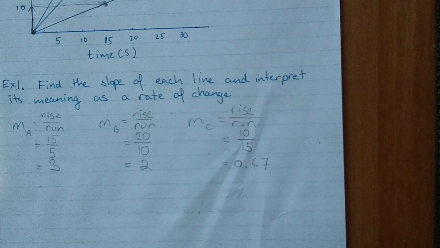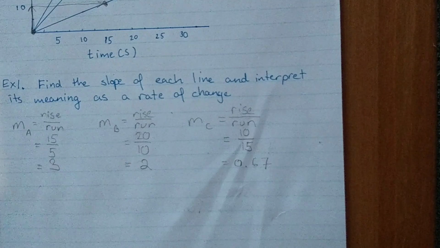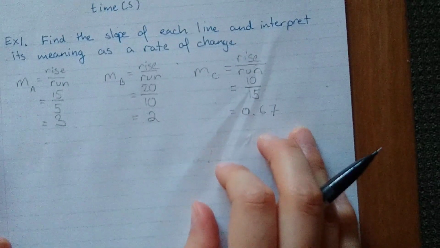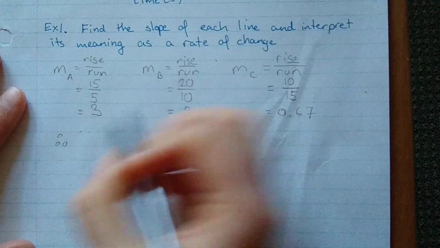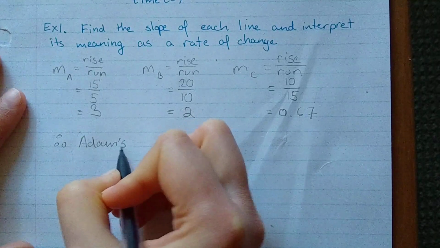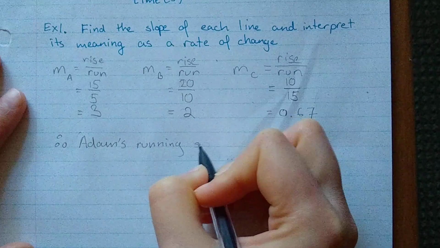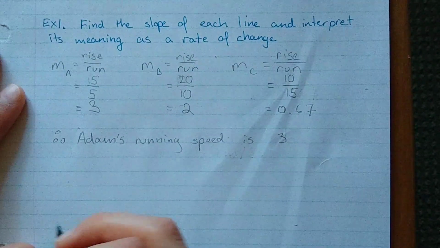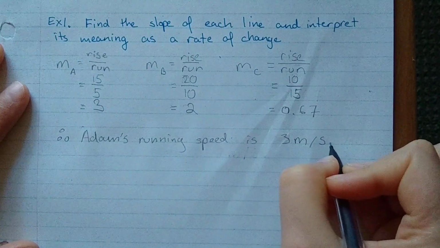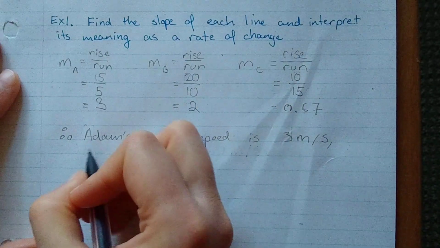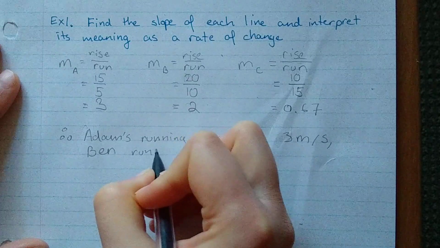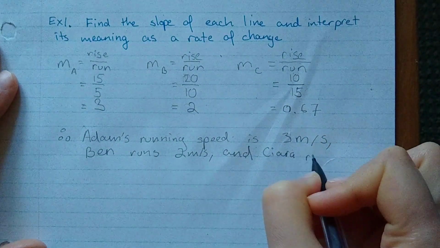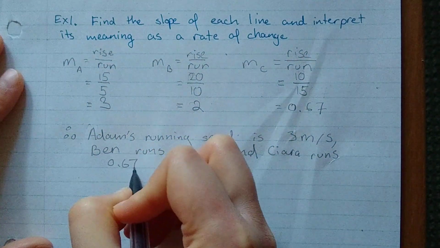And if we interpret what these slopes mean, you'll notice that all of our rise over run is a distance over a time. And distance over time is just speed. So as our interpretation, we can say, therefore, Adam's running speed is 3, and once again, rise over run was distance over time. So our distance is meters over our time was seconds, so the speed is 3 meters per second. And then Ben runs 2 meters per second, and Sierra runs 0.67 meters per second.